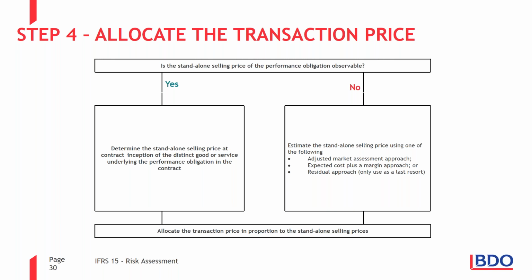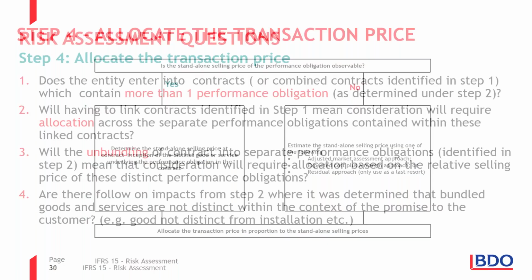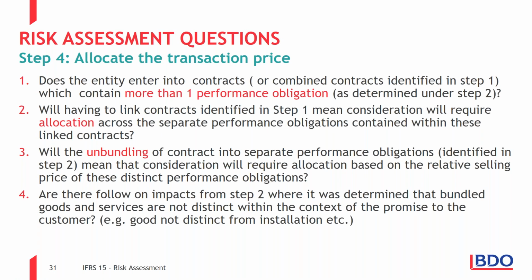And there is some guidance: if you've got a standalone selling price that's easy to obtain, you use that. Otherwise, you have to estimate a standalone selling price, and there are a few methods you can use to do that. So, some questions, and I think this time I only have 4 questions. Does the entity enter into contracts, or combined contracts as we discussed in step 1, in which more than one performance obligation has been identified? As soon as you've got more than one performance obligation, you've got this problem. You have to allocate the transaction price.